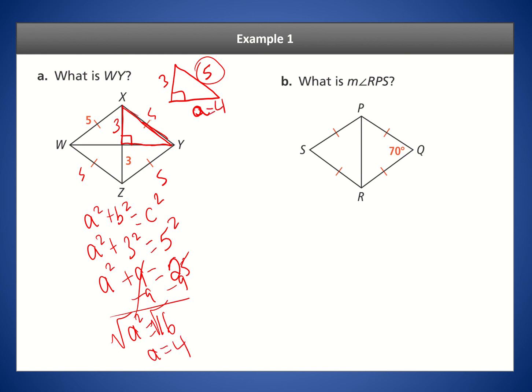So I will replace this with 4. And therefore this part has to be 4 as well. So the entire length of WY is 4 plus 4, which is 8. I said 2 earlier, but it's 4 times 2, which is 8.